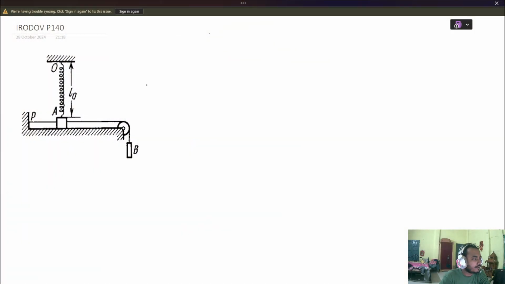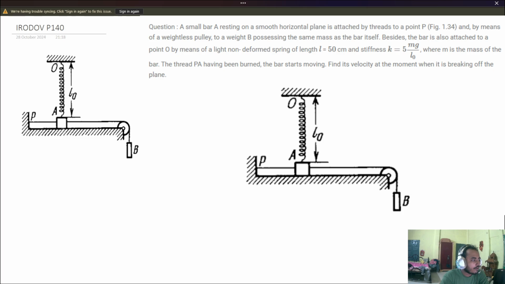As you can see, we have this figure, and this is Irodov problem 140. It says that we have a block of mass m, located right here. This is the block of mass m. And we also have a block B, also of mass m. Now this block A is first of all attached to a thread from the point P, on this frictionless surface, and also attached to a spring from the point O. And it is also attached through an inextensible thread over a pulley, which is connected to the block B.